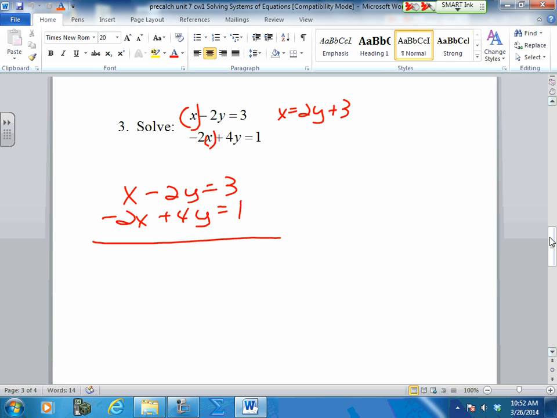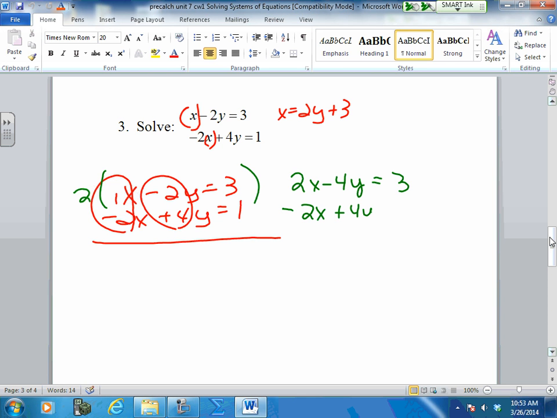Now, I noticed that they're both opposite signs. So if I can get a common factor, a common multiple between them, I can eliminate. What would you like to do? Wait, you can do the y. Multiply which one? Wait, I'm sorry, Vanessa, 1 second. Multiply which one? The top by what? 2? Okay, if I multiply the top by 2, let's see what happens. 2x minus 4y equals 3. And I've got negative 2x plus 4y equals 6. Thank you.